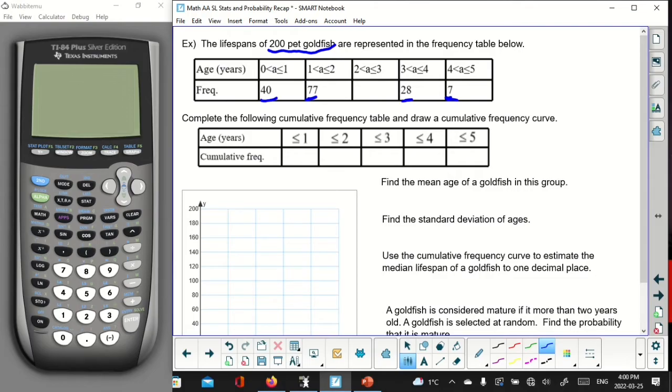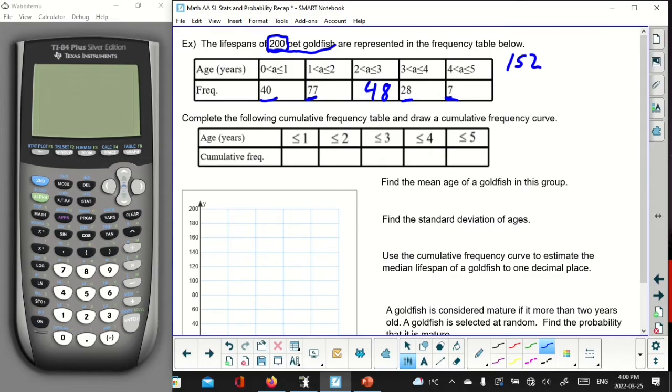There's a missing one, though. Now, if I add up all the numbers that I've got so far here, 40 plus 77 plus 28 plus 7, I could pause and try that, but that would mean I have 152. What I'm missing is 48, because we know this should add up to 200. Once we know that, we can complete the cumulative frequency table.